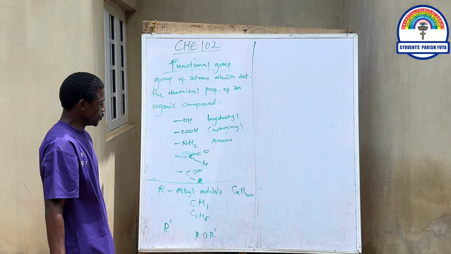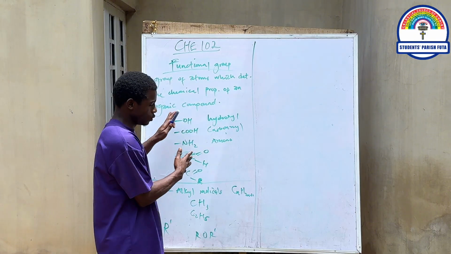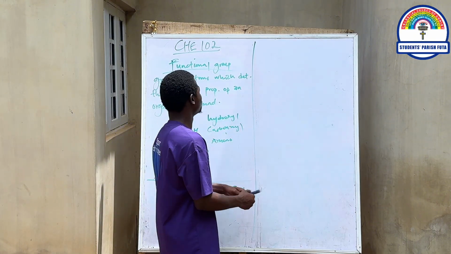Sorry for bringing you back again to alkyl. These are functional groups. We have a lot of them. We are not listing everything here. So now let's go to homologous.